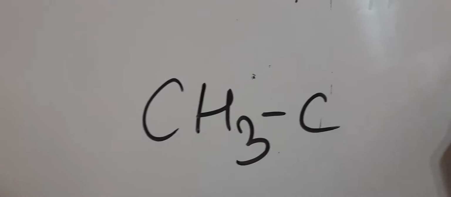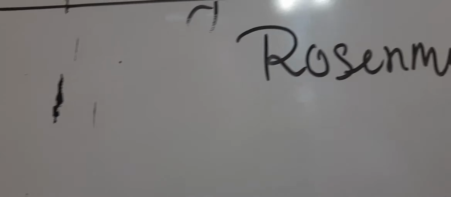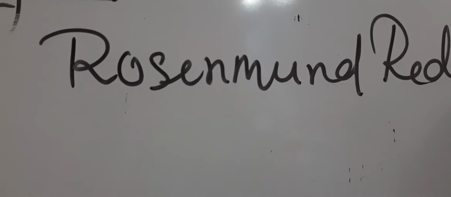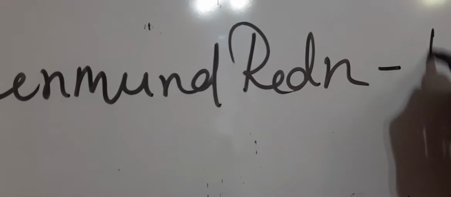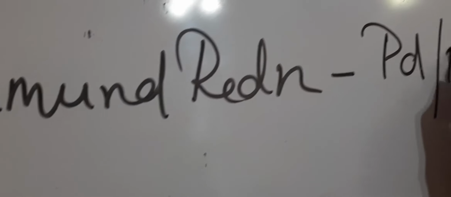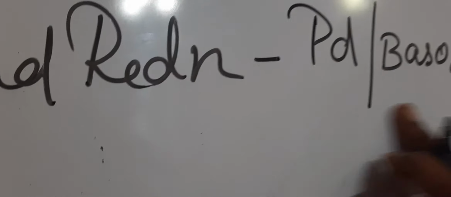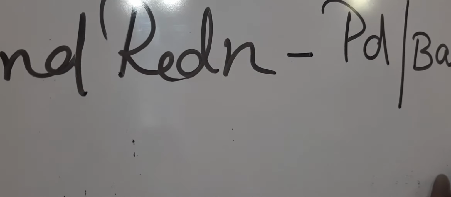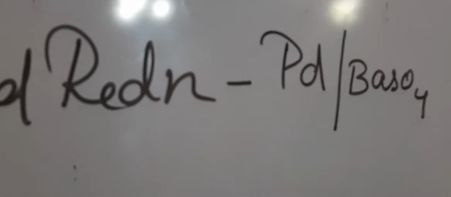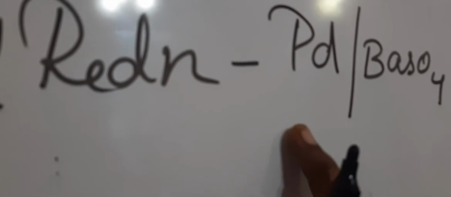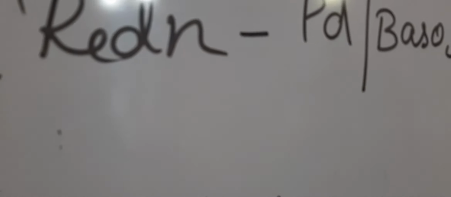It can be prepared by means of Rosenmund reduction. For Rosenmund reduction, the reagent that you have to remember is palladium with barium sulfate. So this is a Rosenmund reduction reagent. It supports the hydrogenation reaction. Hydrogenation and reduction are the same, that means addition of hydrogen. For that the catalyst used is a mixture of palladium and barium sulfate.